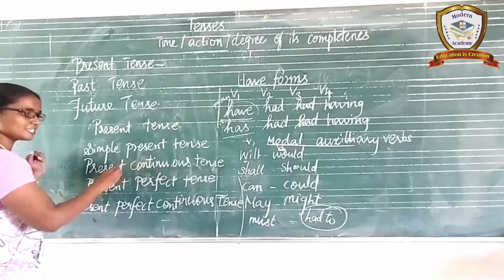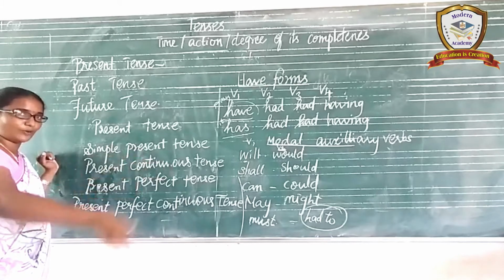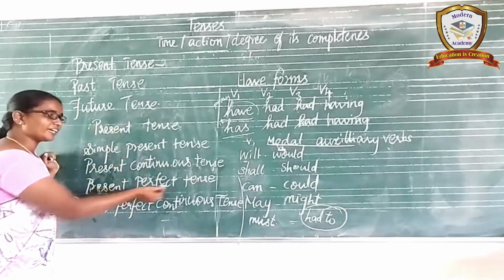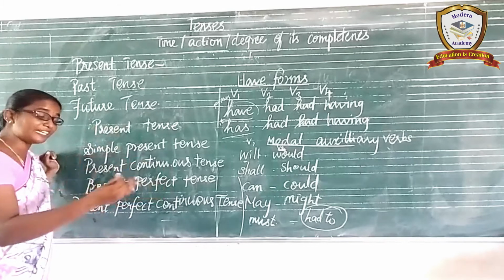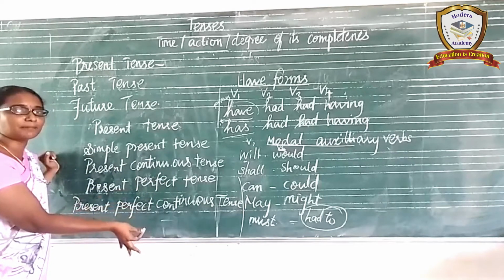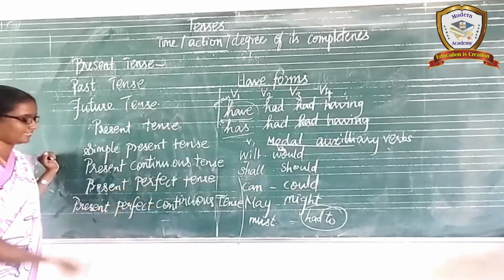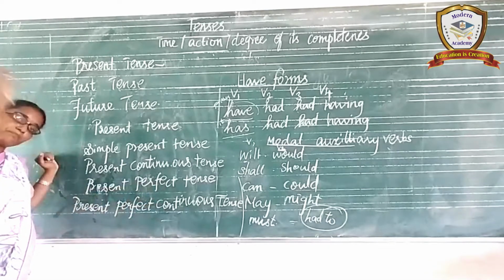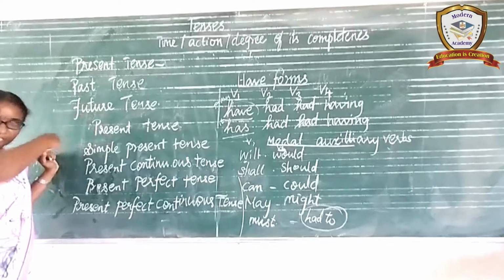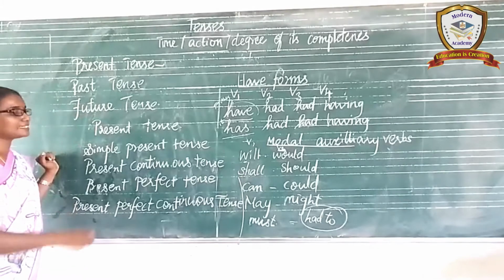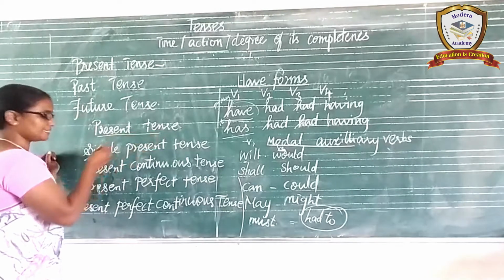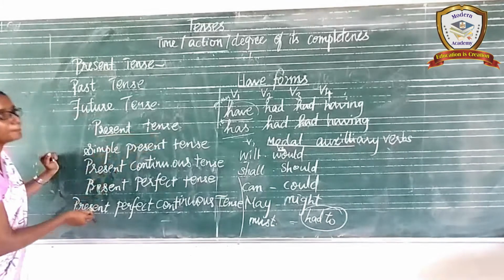I teach present continuous. You are learning the grammar. Present continuous tense: the action is going on. Present perfect: the action which is completed in the recent past. Present perfect continuous: the action which began in the past and is still continuing in the present. Understand? Simple present tense, present continuous tense, present perfect tense.